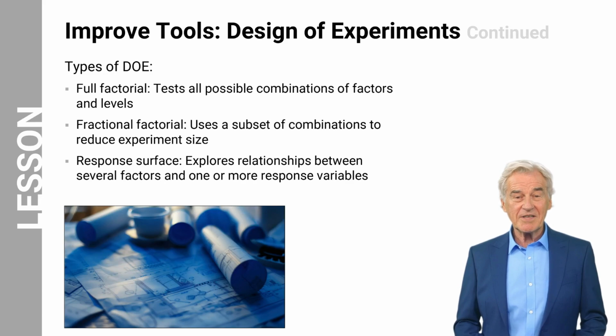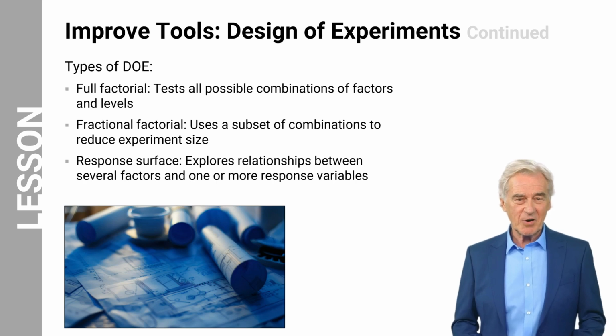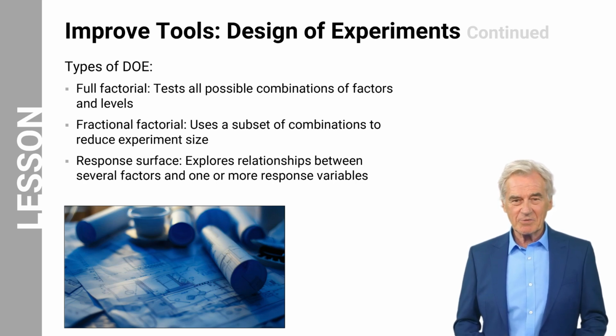DOE comprises various types of experimental designs. Full factorial designs test all possible combinations of factors and levels, providing comprehensive data but potentially requiring significant resources. Fractional factorial designs use a subset of these combinations to reduce experiment size while still yielding valuable insights. Response surface designs are employed to explore relationships between several factors and one or more response variables, often used for process optimization.